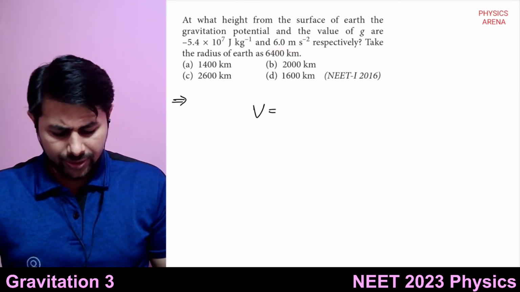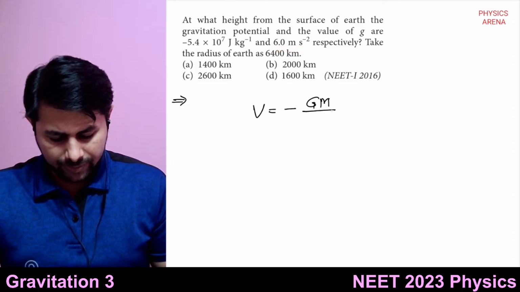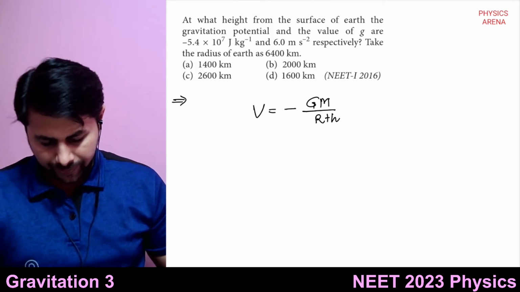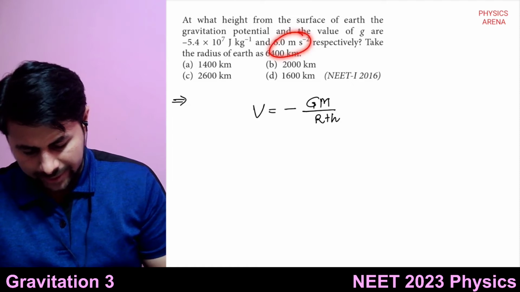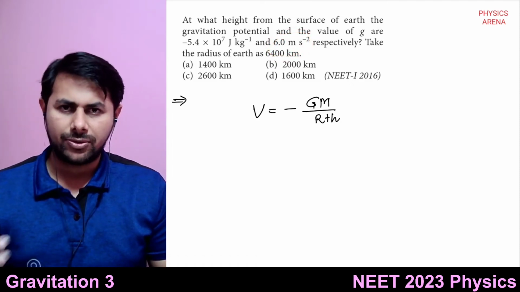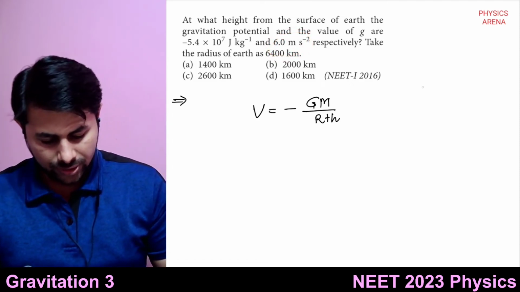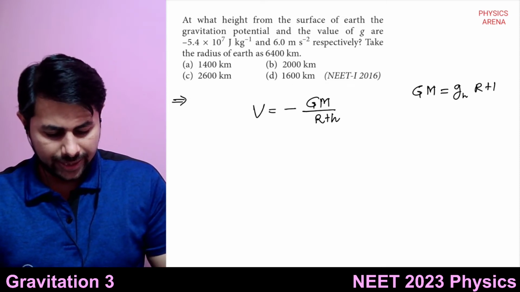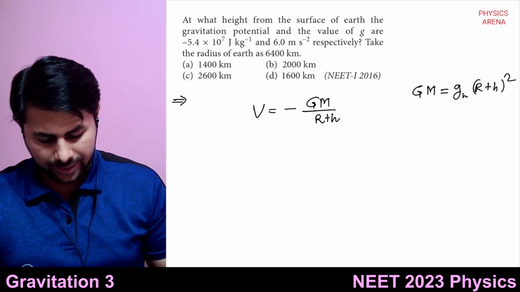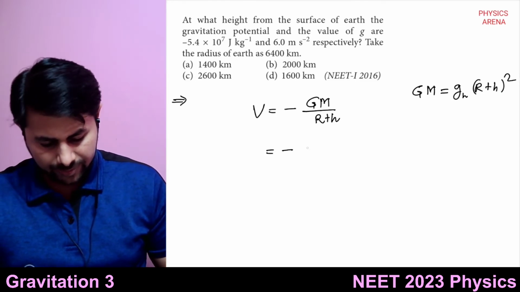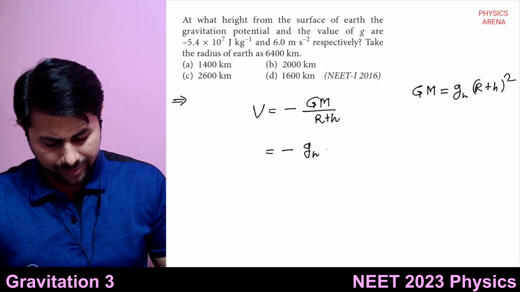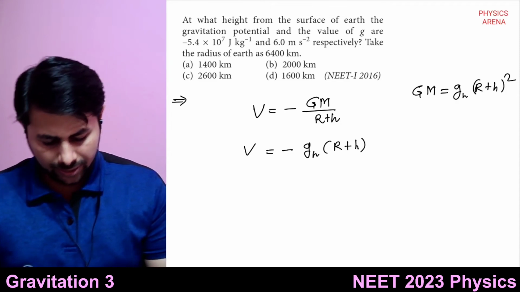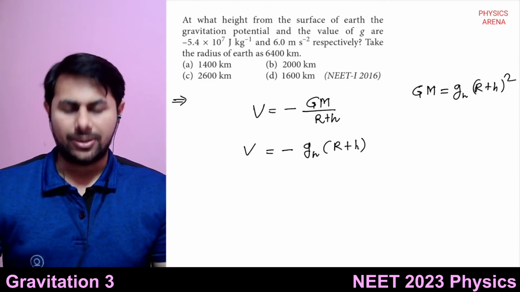So we know V is equal to minus GM upon R plus h, right? They have given it in terms of acceleration due to gravity, which means we have to use the other formula. So GM equals g_h into R plus h square. If we substitute that, we get V equals minus g_h multiplied by R plus h. Now we just have to substitute the values.